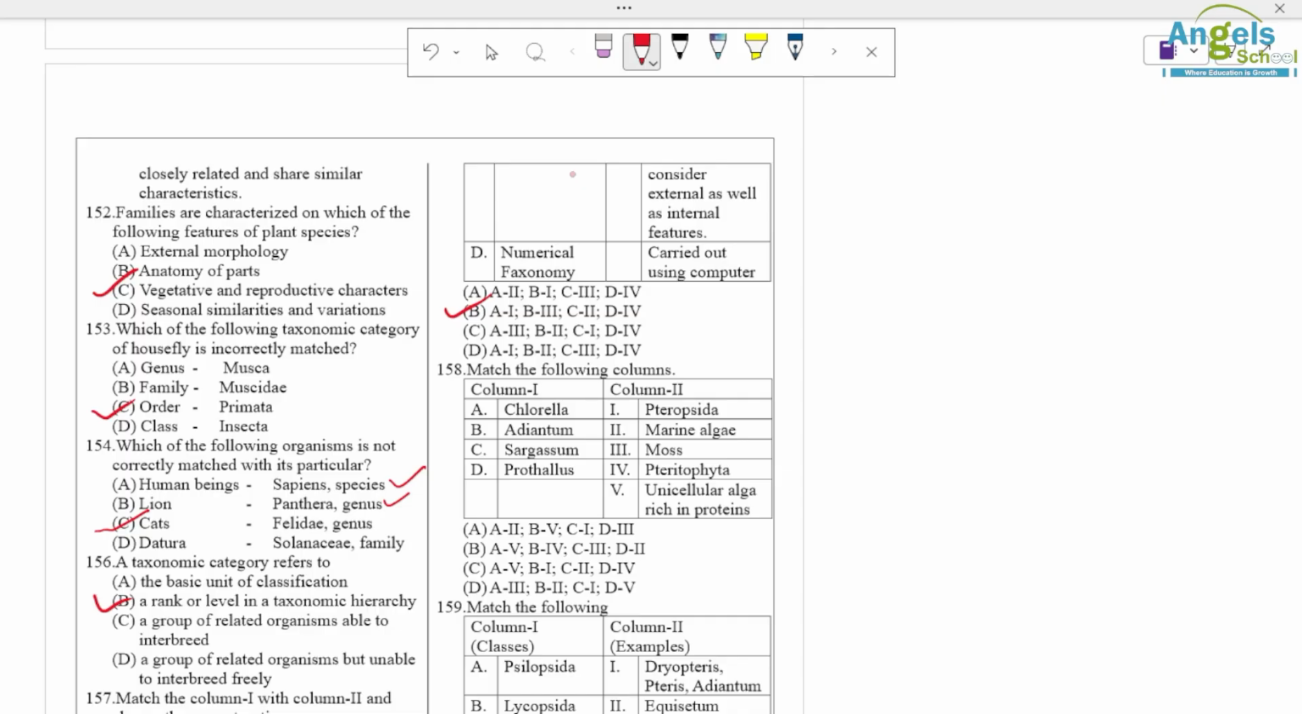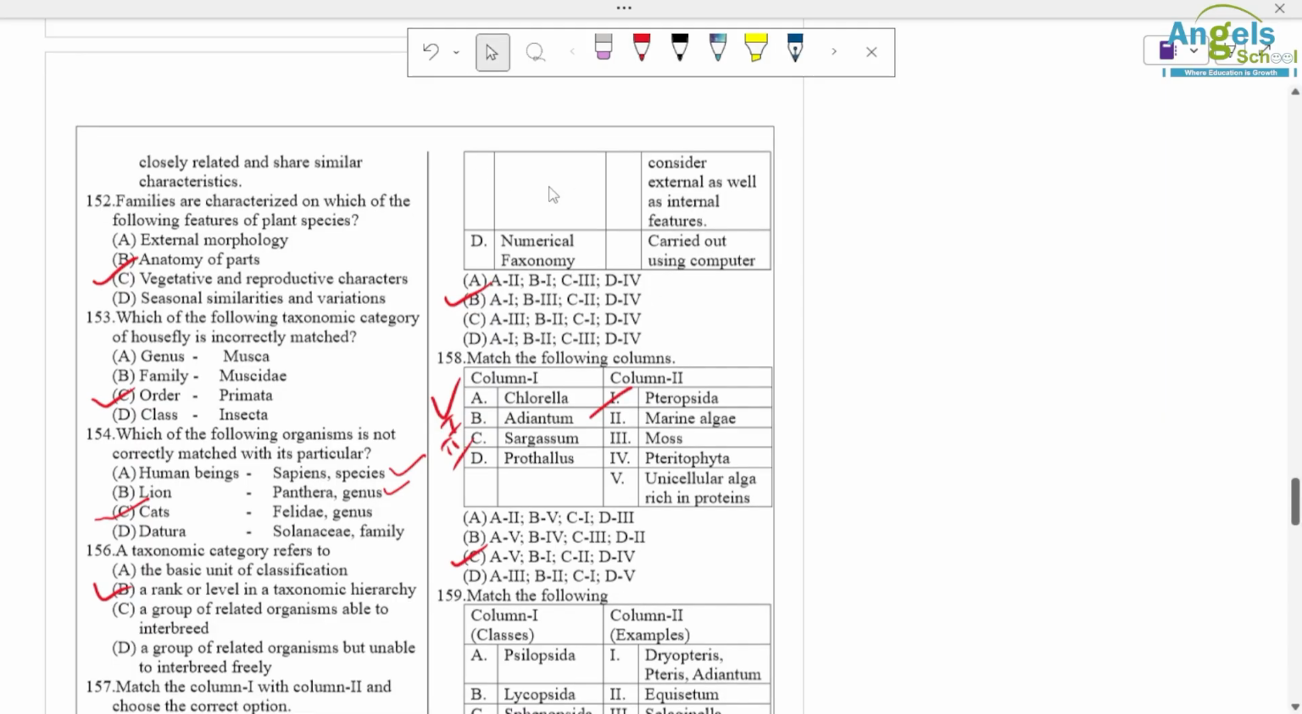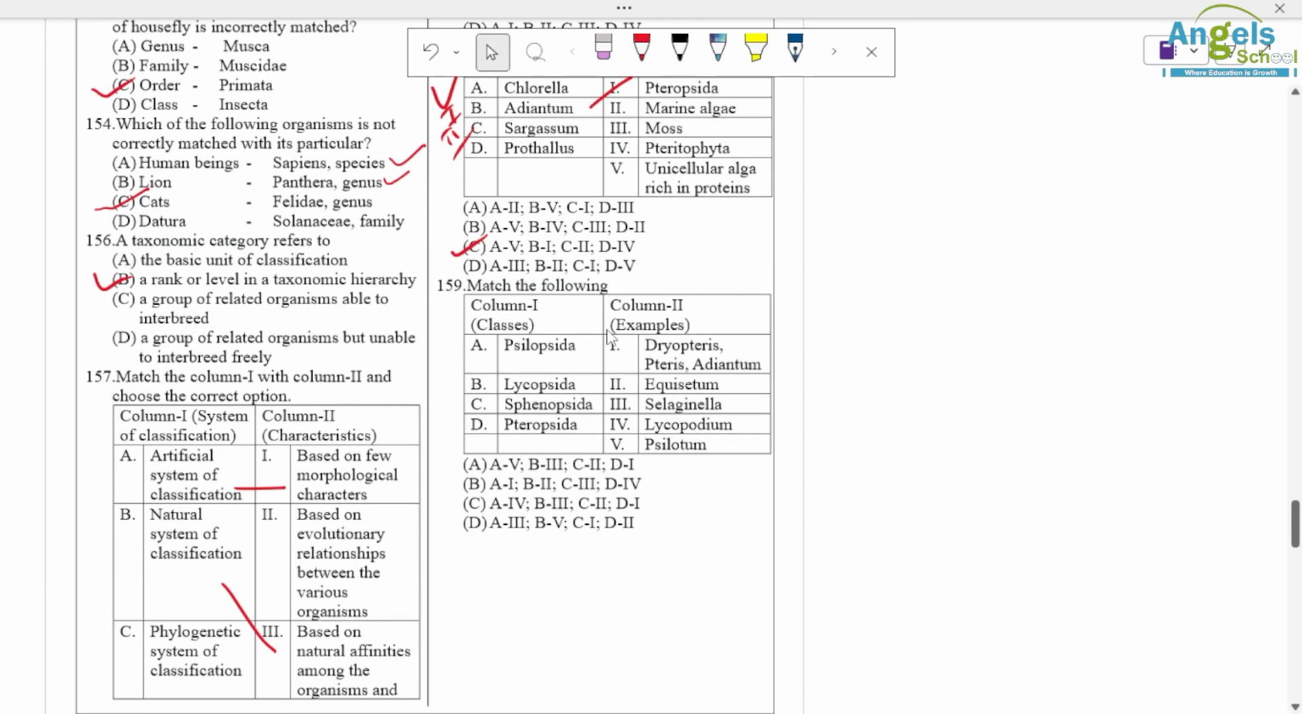Again match the column. So Chlorella is a unicellular alga which is rich in protein, so A5. Then Adiantum is a Pteridopsida, B1. Sargassum is a marine alga, C2. And prothallus is found in Pteridophyta. Okay, so option C is correct. Again match the following. Psilopsida is Psilotum. So A5 is given in only one option, so option A is correct.